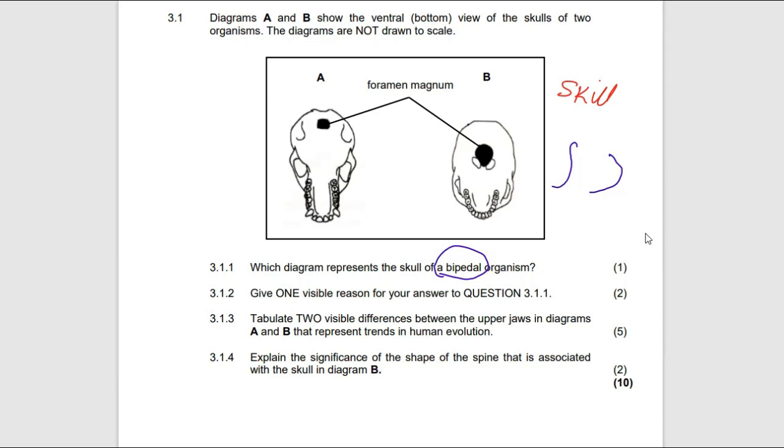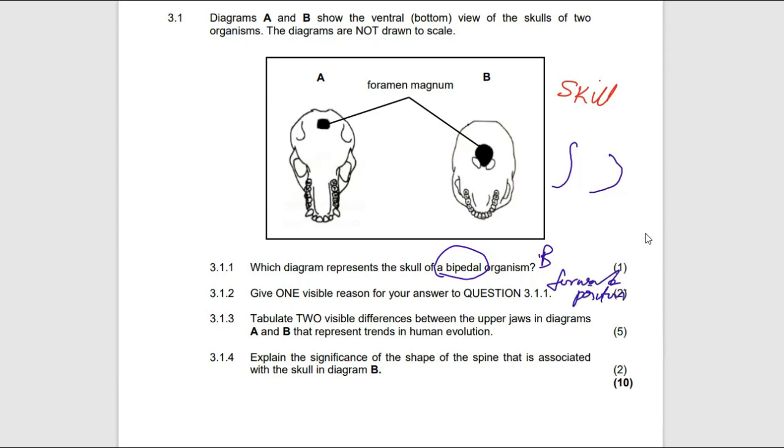They are saying, give one visible reason for your answer. So the answer here is B. If the answer is B, then give one reason. It's because the foramen magnum is in the forward position.